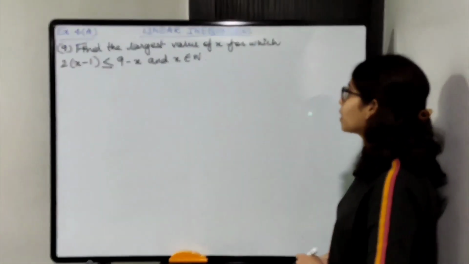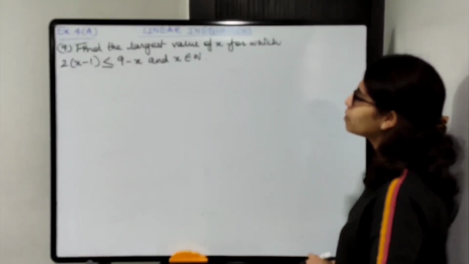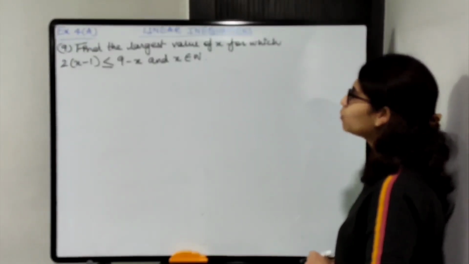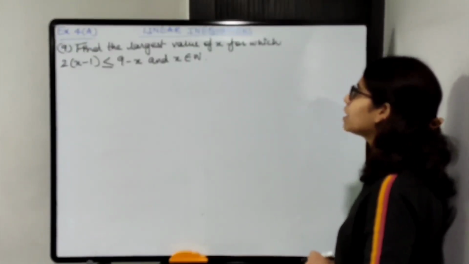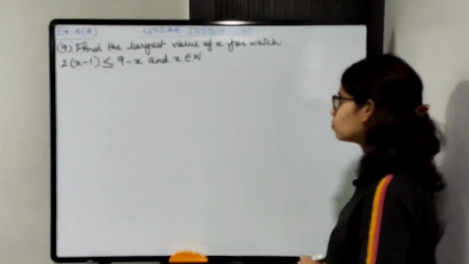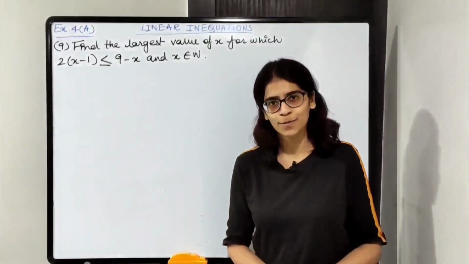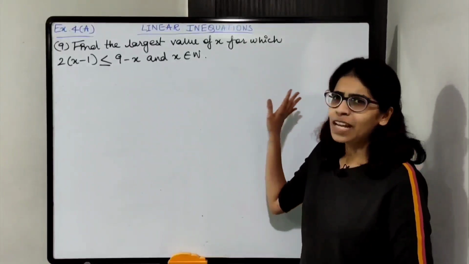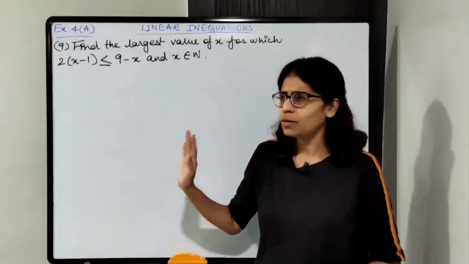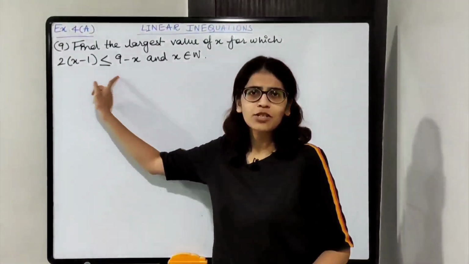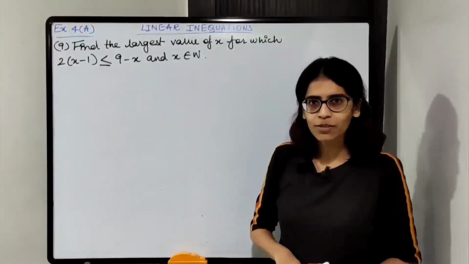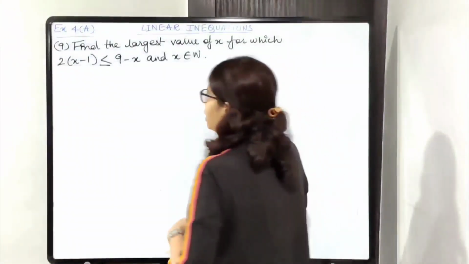Find the largest value of x for which 2 into x minus 1 is less than or equal to 9 minus x, and x belongs to the set of whole numbers. W is whole numbers. So we'll look at the rest of the question later on. पहले inequation solve करते हैं. We'll solve this first. Okay. So let's write down the inequation first.